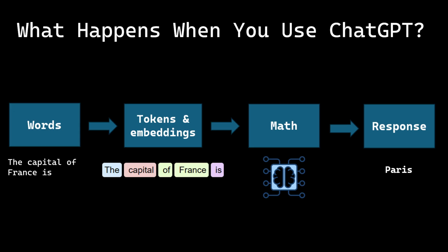Once your words are turned into these tokens and embeddings, they go into a machine learning model, the brain of the AI. This model does many calculations to figure out what the most likely next word should be based on the input and based on its previously learned knowledge. Then the response is built word by word until it's done. Now let's look closer at tokens and embeddings.